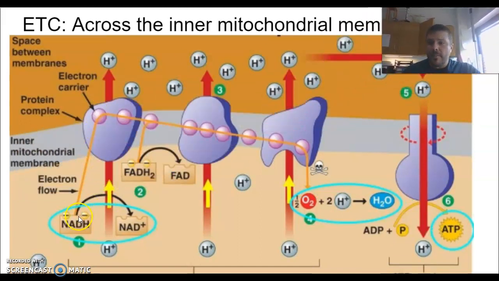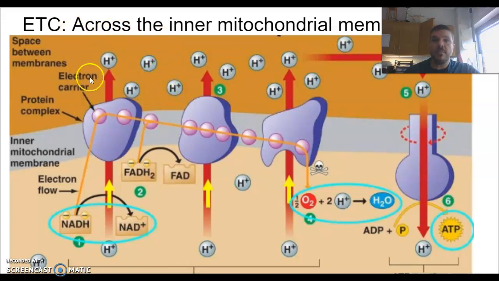There we go. So we've got some NADH and FADH2s being broken down. Those electrons that they were carrying are being moved through various compounds that are the electron transport chain. As we're doing that, these protein pumps, these integral membrane protein pumps, are using some of that energy to pump hydrogen ions into the intermembrane space.